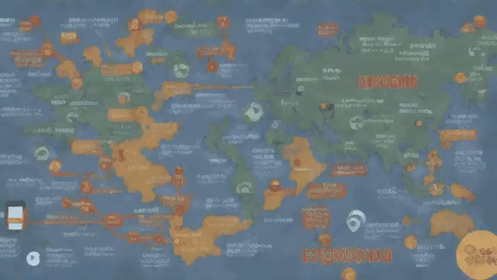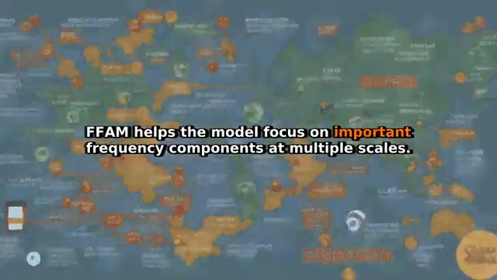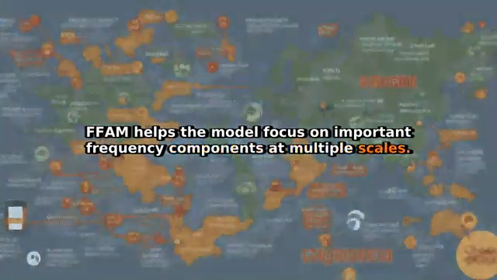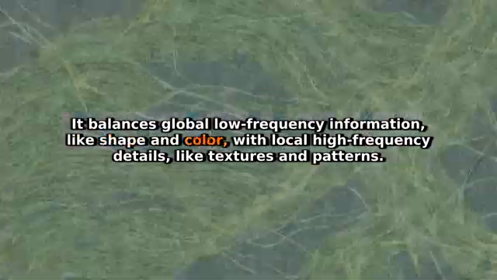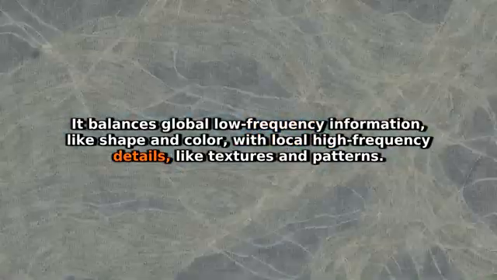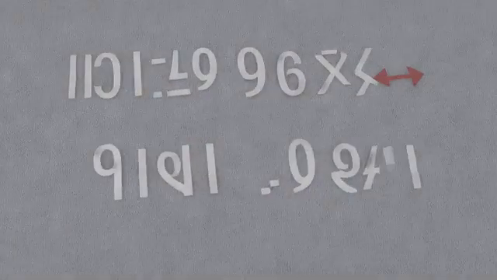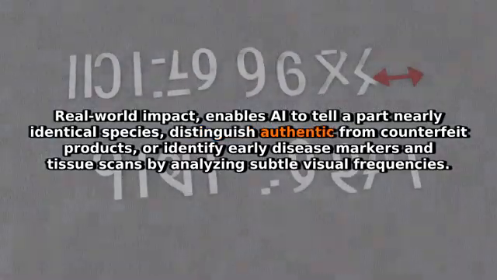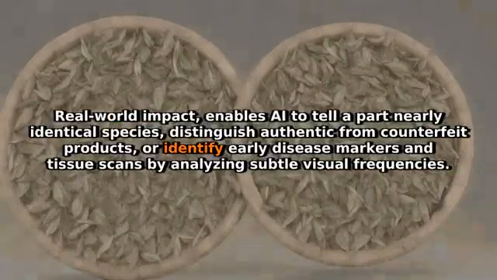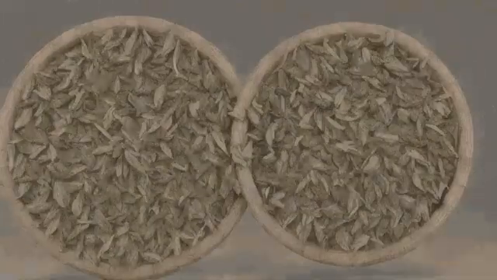2. Frequency Domain Feature Awareness Module, FFAM. FFAM helps the model focus on important frequency components at multiple scales. It balances global low-frequency information, like shape and color, with local high-frequency details, like textures and patterns. Real-world impact: enables AI to tell apart nearly identical species, distinguish authentic from counterfeit products, or identify early disease markers in tissue scans by analyzing subtle visual frequencies.